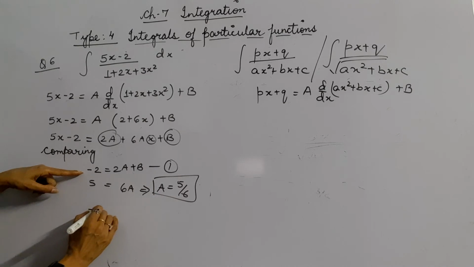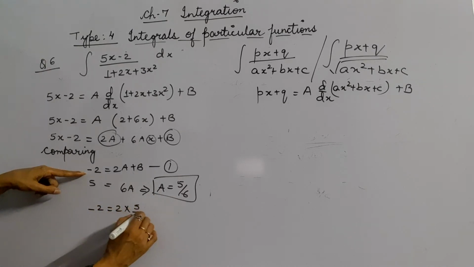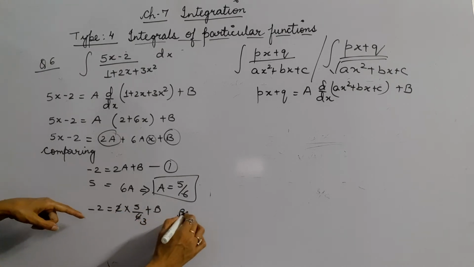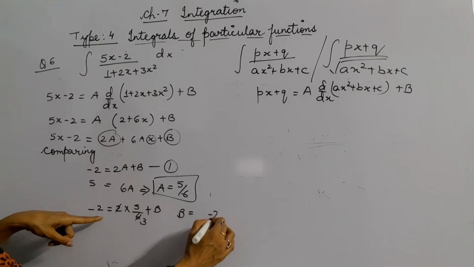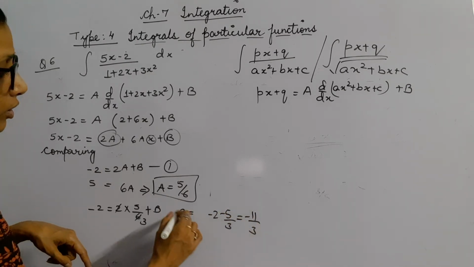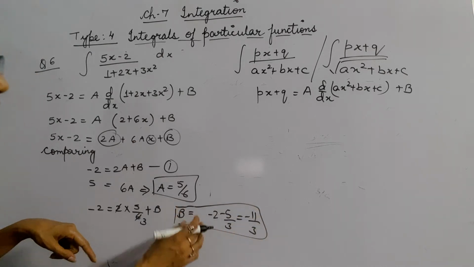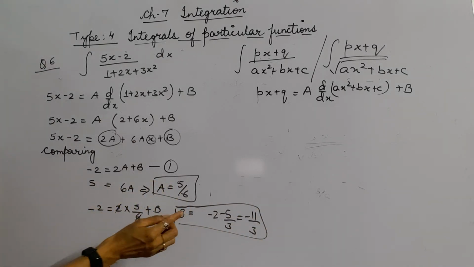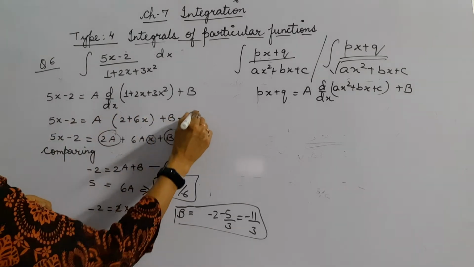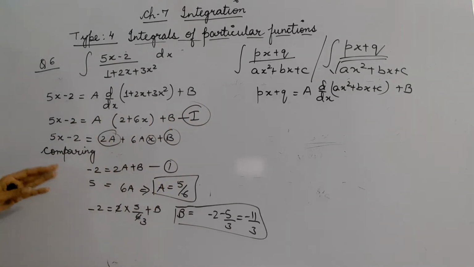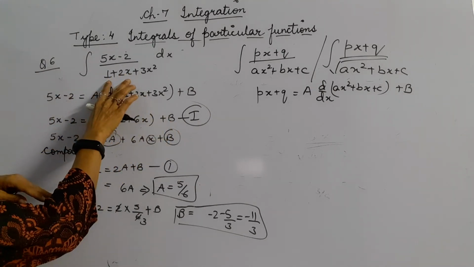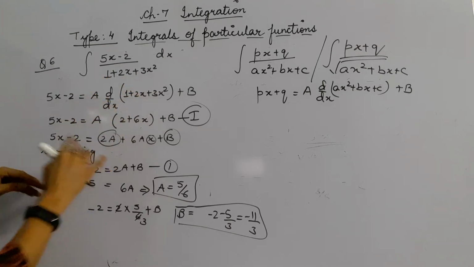So minus 2 equals 2 into 5 by 6 plus b. So I get b as minus 2 minus 5 by 3, which is equal to minus 11 by 3. So these are the values of a and b. Now I need to put these values over here, say this is my equation 1. I will put it in 1, and then divide my left hand side and right hand side by my denominator, and then integrate.